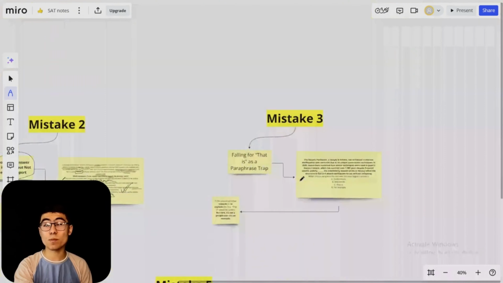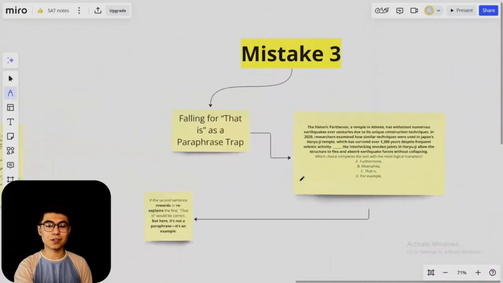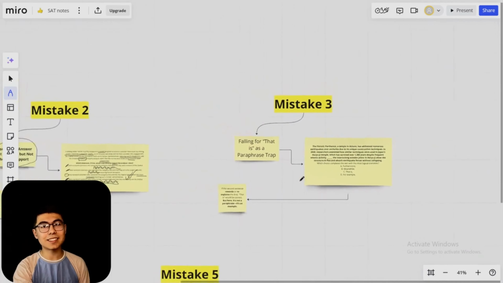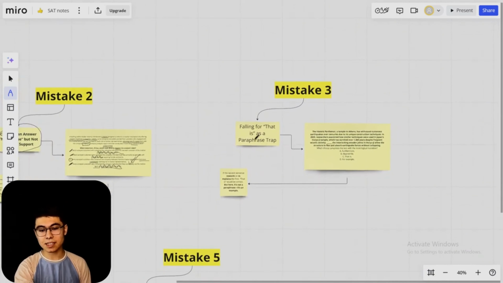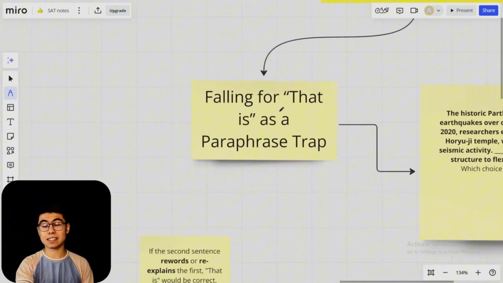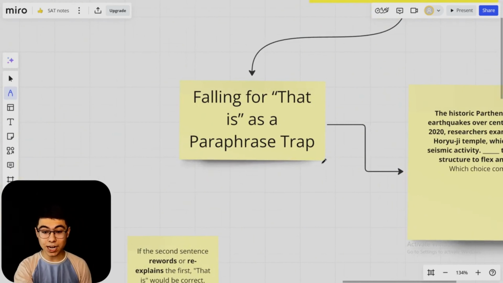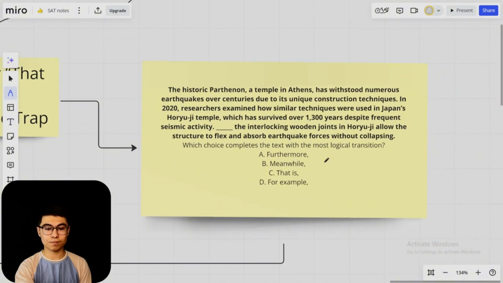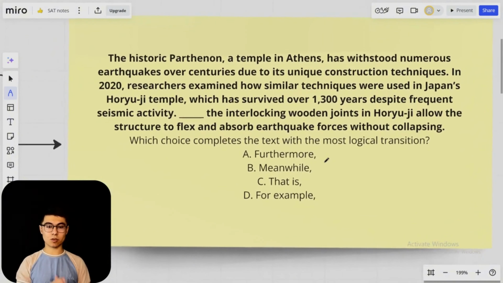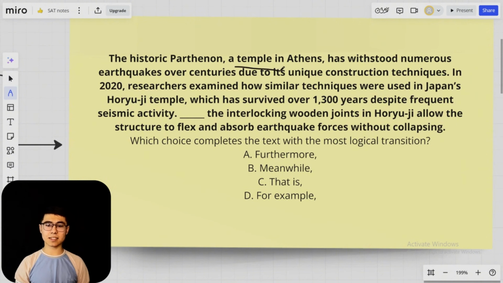And this one is also so powerful that so many students unintentionally make this mistake. And that mistake is falling for the linking word as a paraphrase trap. Let me show you how it's used. The historical temple in Athens has withstood numerous earthquakes over centuries due to its unique construction techniques. In 2020, researchers examined how similar techniques were used in Japan's temple, which has survived over 1,300 years despite frequent seismic activity.